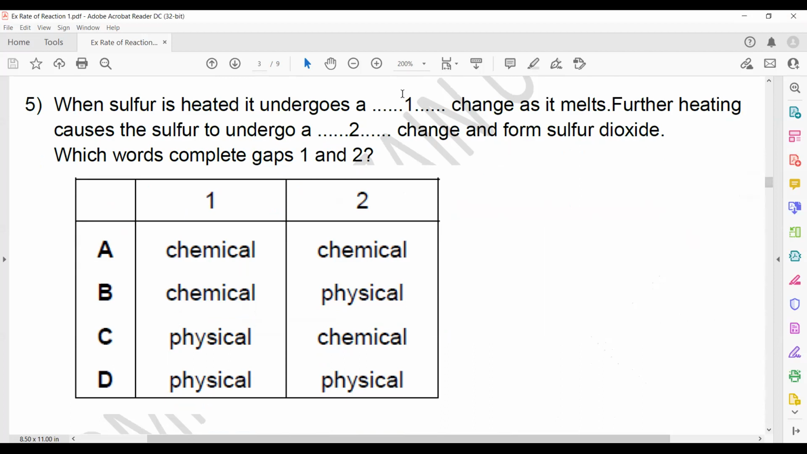When sulfur is heated, when we heat sulfur, it undergoes a dash change and it melts. So sulfur melted. Further heating, sulfur undergoes a dash to form sulfur dioxide. First, what happens? Sulfur is melted. The first part, the sulfur is melted. Like in the beginning, you were having sulfur.